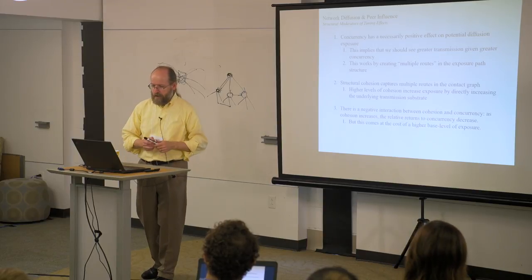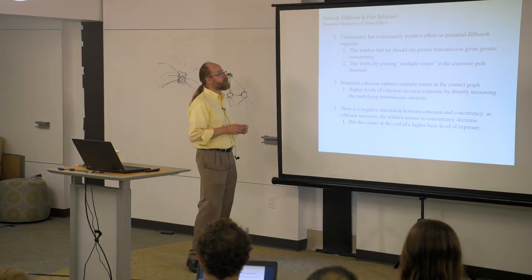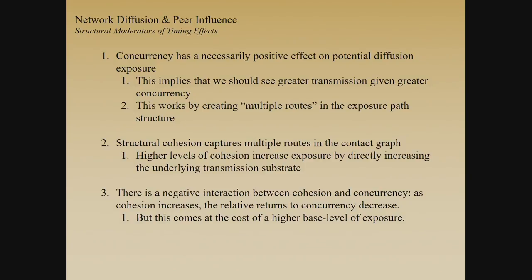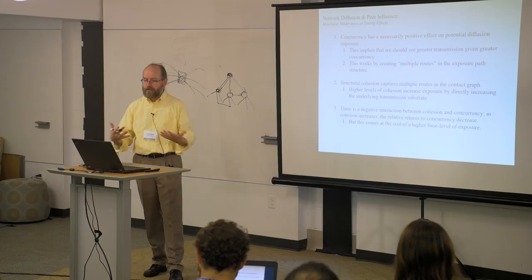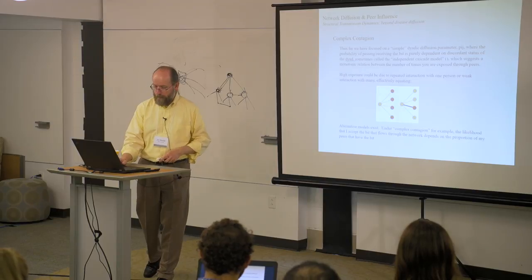All right, so these are the structural and timing moderator effects. Concurrency has a necessary positive effect on potential diffusion. Structural cohesion captures these multiple routes and so provides this negative interaction between the two, because cohesion acts as concurrency. It creates these alternative routes that you can move through.